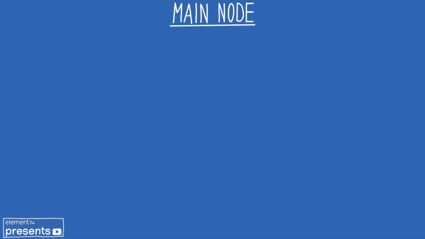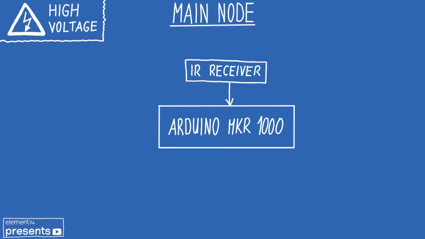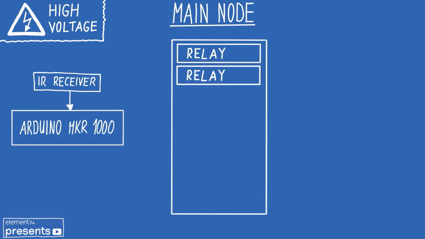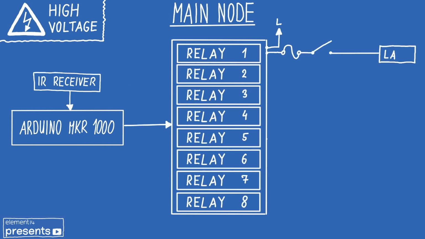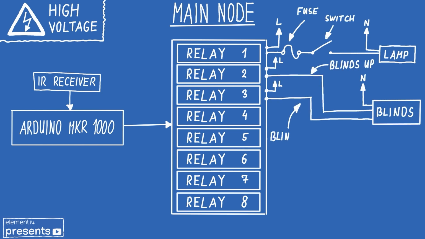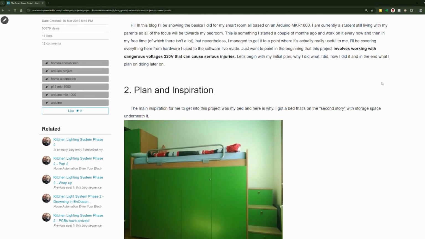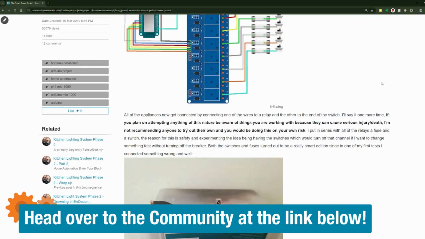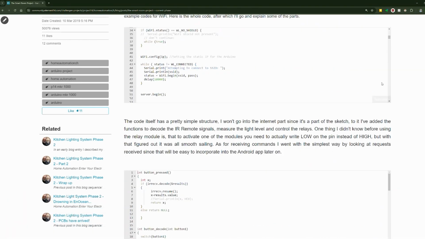Let's take a look at the schematic of the main node. I just need to warn you, this is working with high voltage, 220 volts in my case. It can be seriously dangerous, so please be careful and don't do this if you're not experienced. Each of the relays has its own switch and fuse for protection. The first relay is for the lamp and the other two are for the blinds, which is tied in parallel to the physical switch. There are 5 more relays that can be used for anything else as just an expansion. If you want to find out more details, you can find the full blog that I've written a couple of years ago on this topic, so all of the information is still relevant.